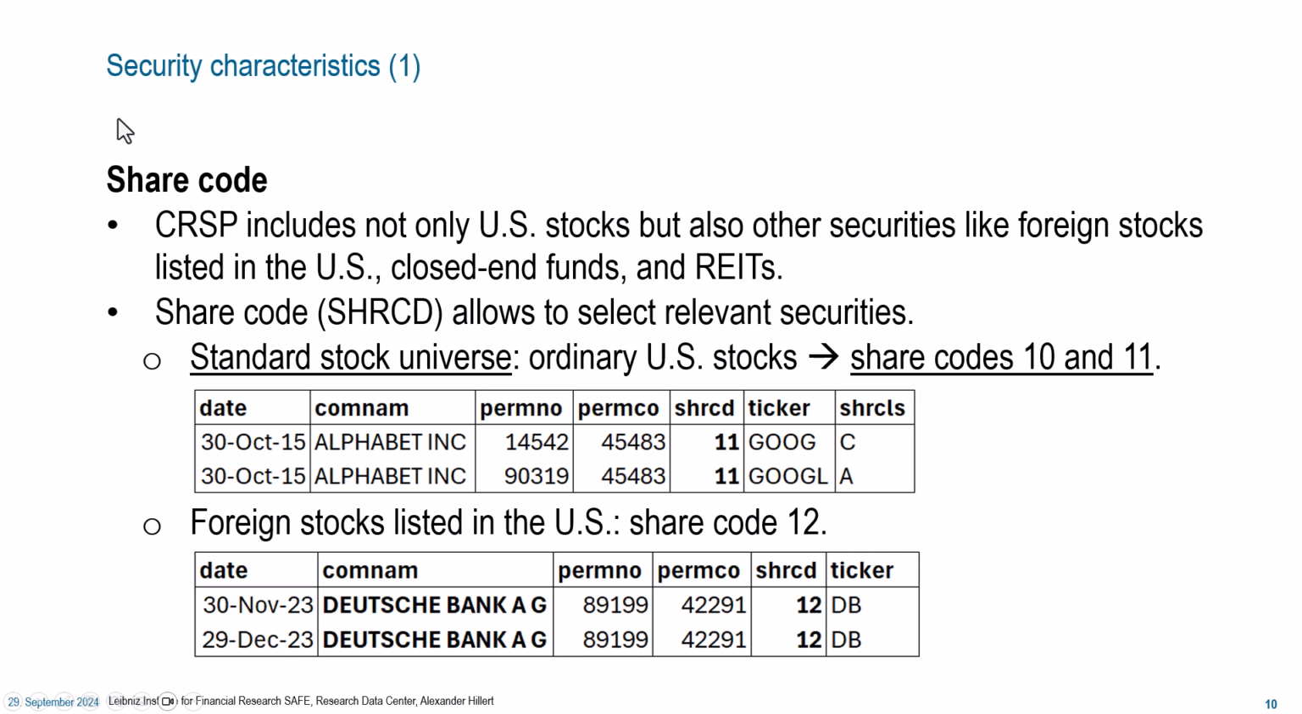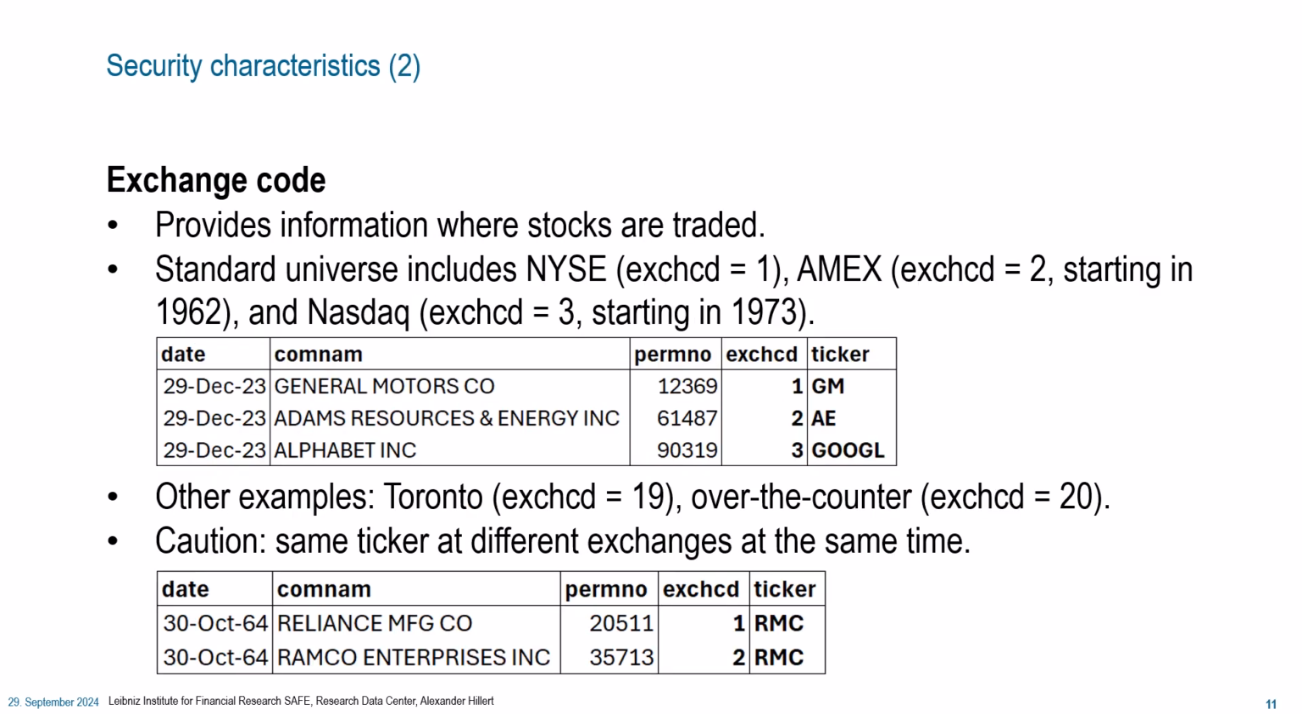So this is the first variable that you may need. And then there is another variable regarding the exchange where the stock is listed. And this is the exchange code. Again, there is a convention in empirical research of which exchanges are included in a study and which are not. The main idea is that we include the three large US stock exchanges: the New York Stock Exchange, which has the exchange code 1, the American Stock Exchange, AMEX, with the exchange code 2, and the NASDAQ with the exchange code 3.